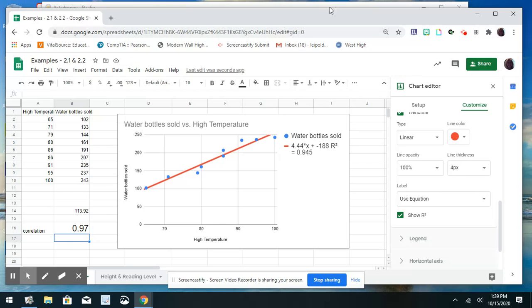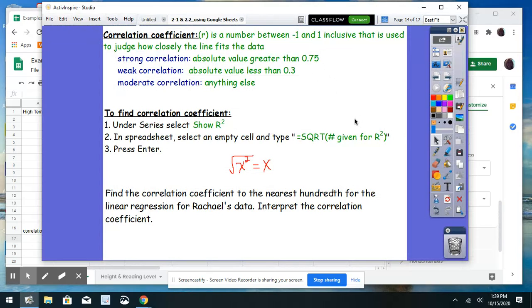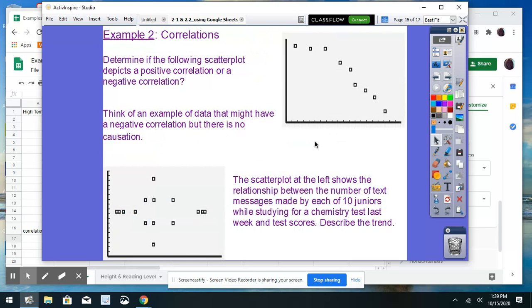If the temperature is getting warmer, then you're typically going to sell more bottles of water as well. So we can interpret that as a strong positive correlation. And here's a couple of other examples of correlations. With this one, it appears as though it's a negative correlation. And this one doesn't really seem to have a linear correlation. There's kind of a bunch of crazy stuff going on there.